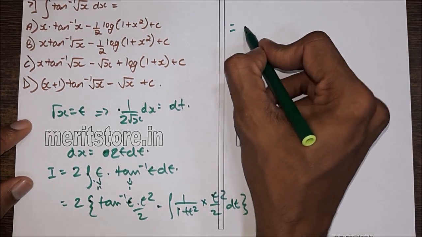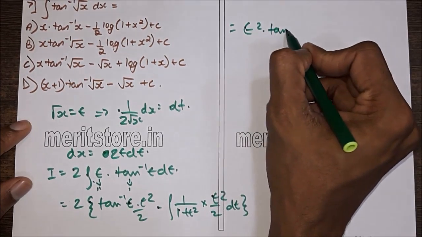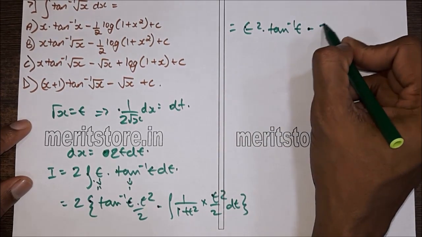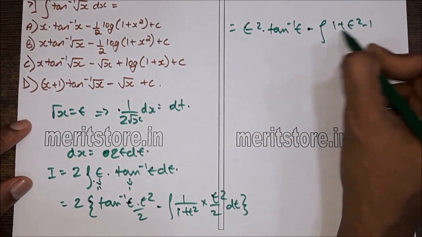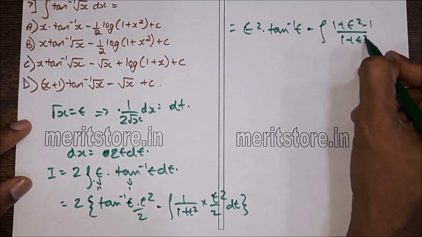For the solving, we get t square into tan inverse t minus integral of (1 plus t square minus 1) upon 1 plus t square dt.